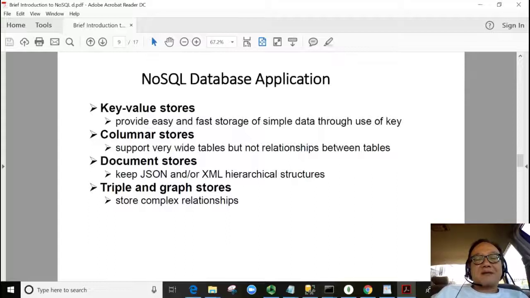This is another perspective about NoSQL database use cases. We tend to use JSON and XML to help structure the content of the document database.